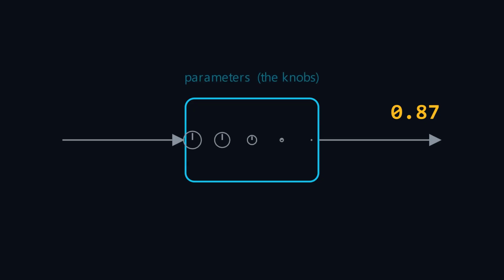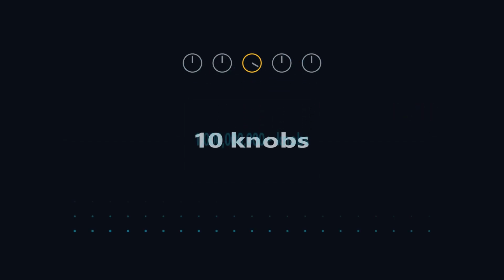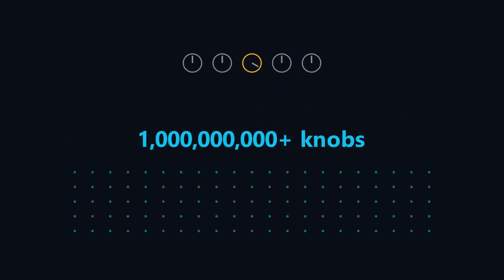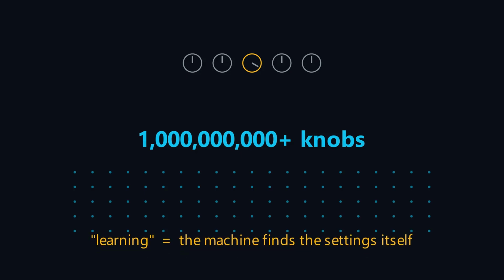Inside that function are parameters. Think of them as knobs. Each knob changes how the function behaves. Turn one, and the output shifts a little. A tiny model might have 10 knobs. Modern language models have billions. Nobody could ever set them by hand. So we let the machine find the settings itself. That is what learning actually means.